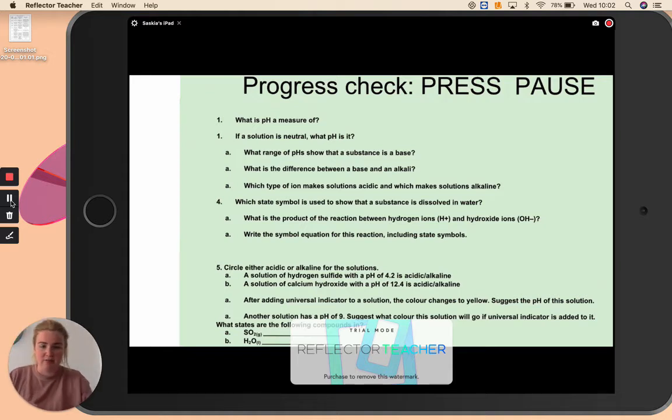Sorry, because I've got to look down at my iPad. So, what is pH a measure of? pH is a measure of whether something is acidic or basic. If a solution is neutral, what pH is it? It would be pH 7. What ranges of pH show that a substance is a base? 8 to 14. What is the difference between a base and an alkali? An alkali is a soluble base.